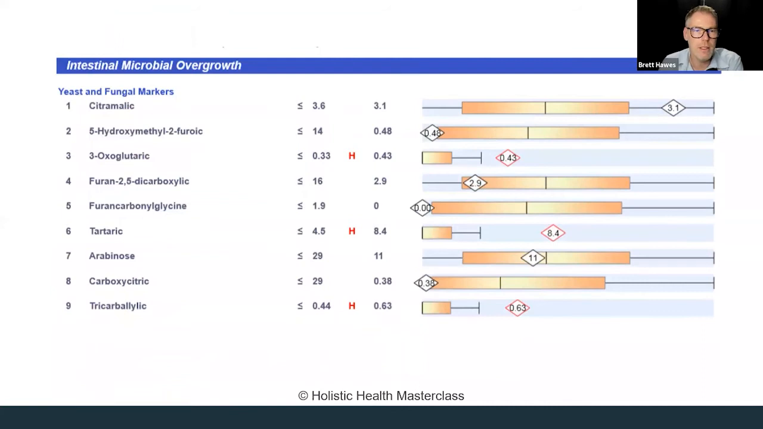So if you've never seen an organic acids test before, this is the Great Plains organic acids test. You can see yeast and fungal markers. You know, anytime you can see here, these are out of range.